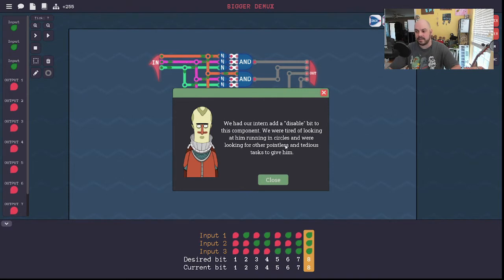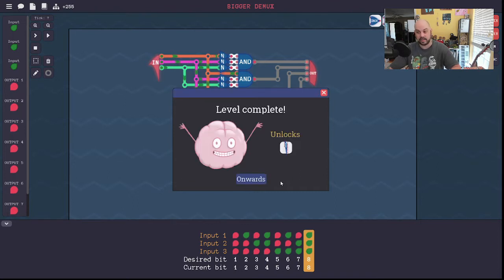We had our intern add a disable bit to this component. We were tired of looking at him running in circles, and we're looking for other pointless and tedious tasks to give him. You were definitely giving me pointless and tedious tasks sometimes, my guy.